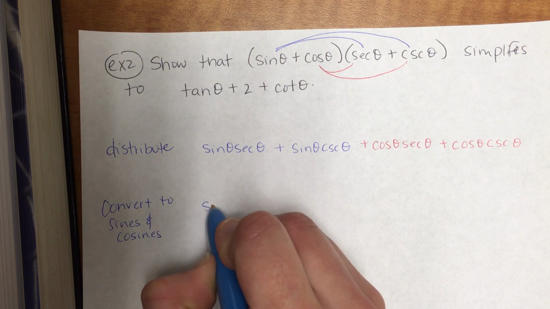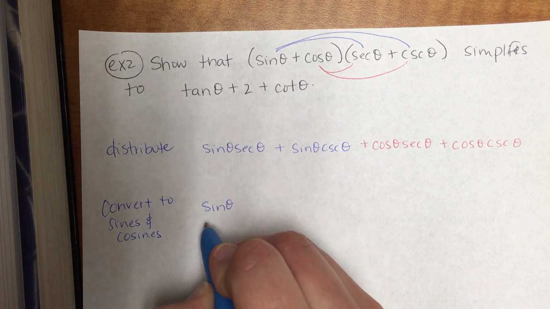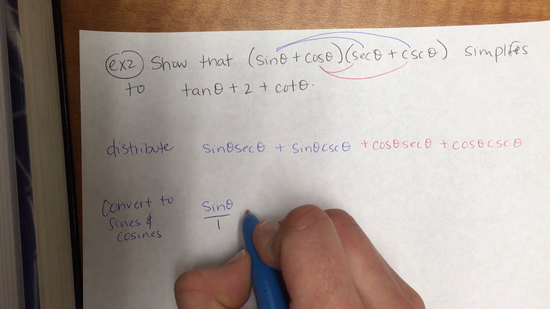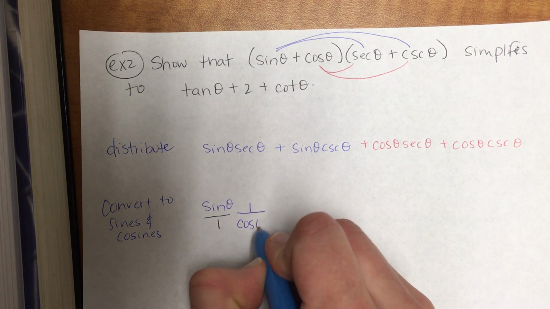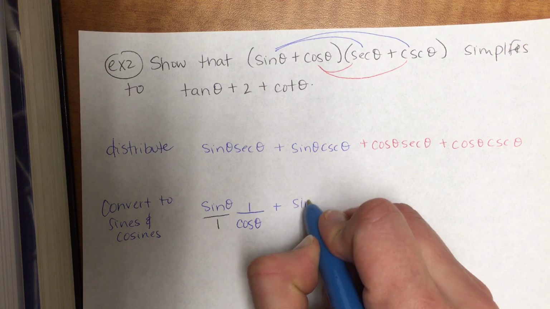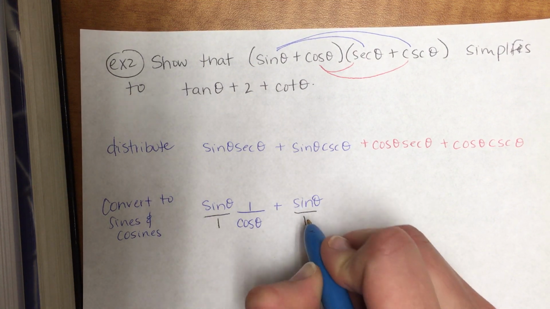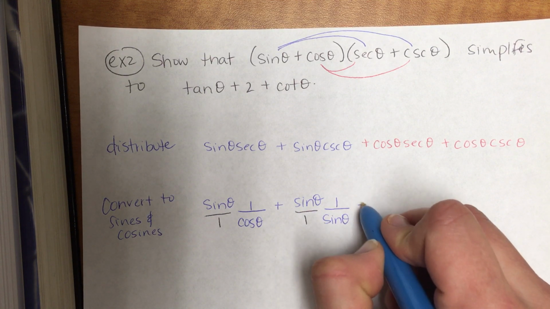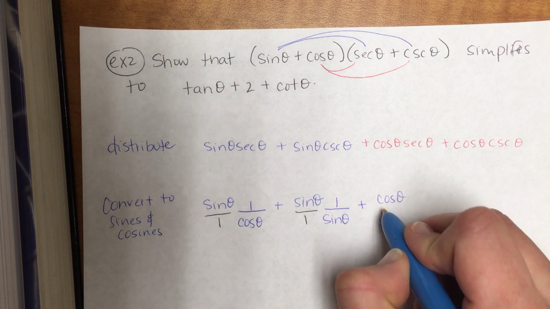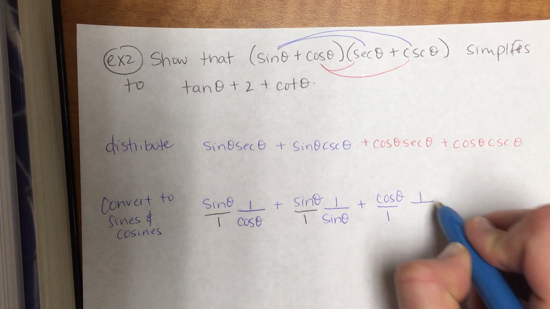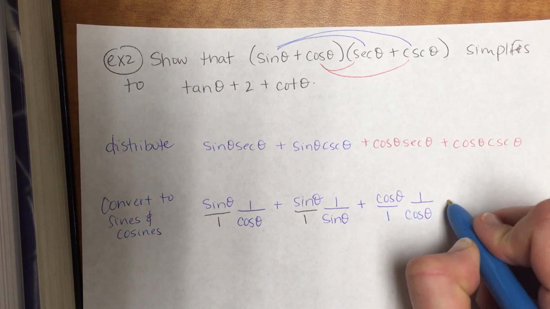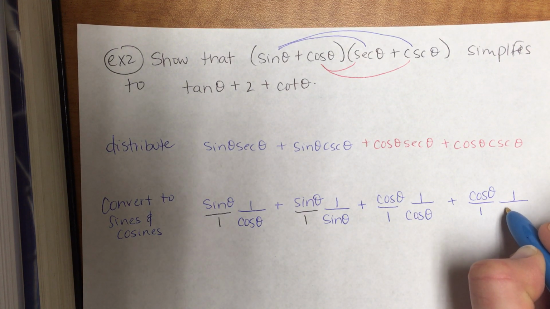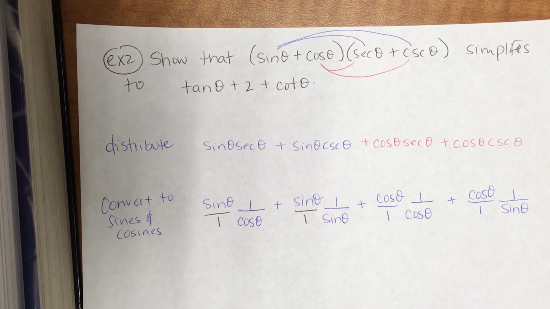All right, so sine is already written as sine. I can write it over 1 if I want to, or if you want to see it as a fraction. Secant is 1 over cosine. Sine is already written as a sine or cosine. I can write it over 1. Cosecant is 1 over sine. Cosine is already written as a sine or cosine. Secant is 1 over cosine. I can write this as cosine over 1. And cosecant theta is 1 over sine theta.